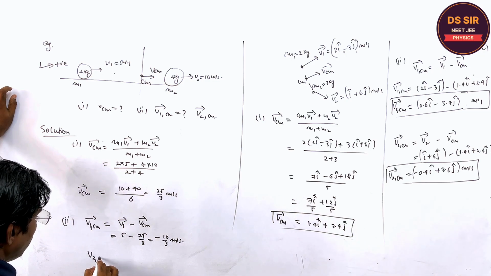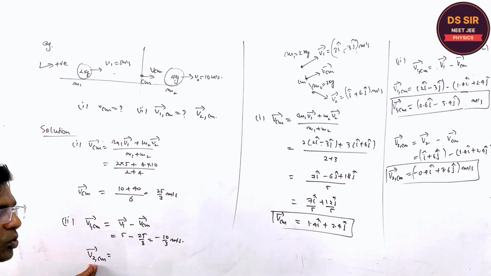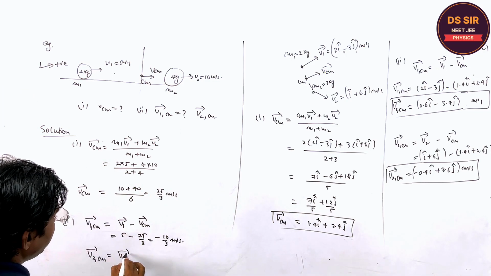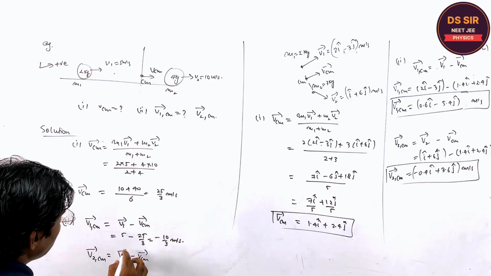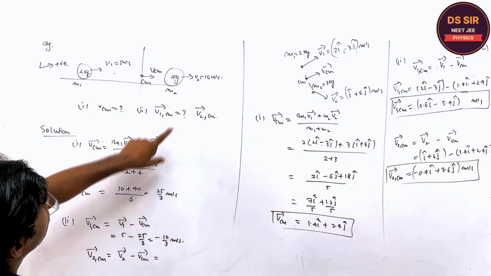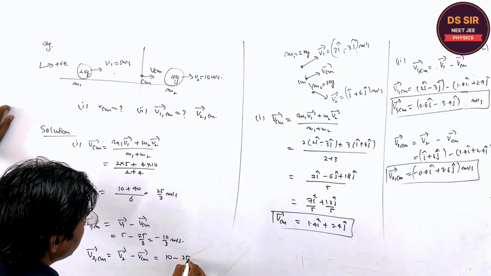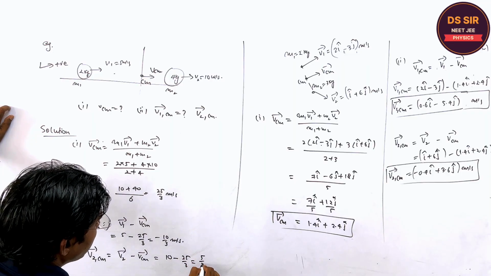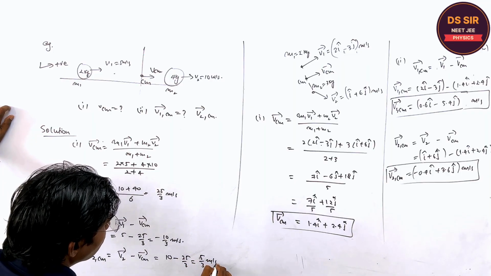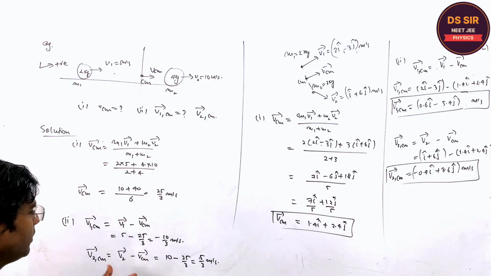And the v2 comma cm, velocity of particle 2 with respect to center of mass, is v2 minus vcm. Is it clear or not? So what is the v2? It is 10 minus 25 by 3, right? It is 5 by 3 meter per second. Is it clear or not? So this is the v1 and v2.